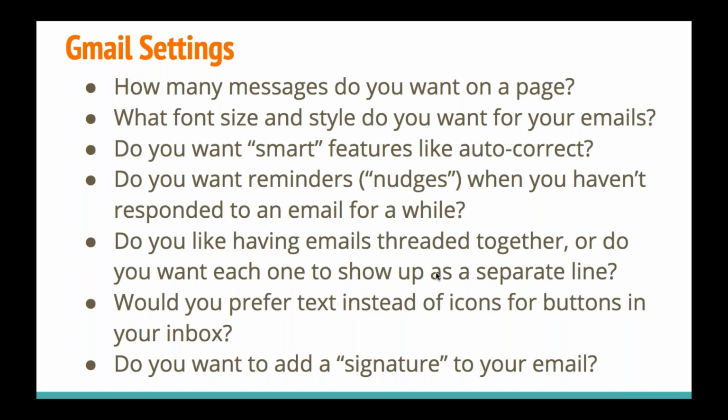And you can add a signature to your email. So do you want to have your name show up at the bottom of every email you send automatically? Or, for example, at the library, I have my name, title, and the library's website and phone number. That kind of information can be helpful if you want to have a signature. So those are just some of the many things that you can change in your settings when you first open up those Gmail settings.